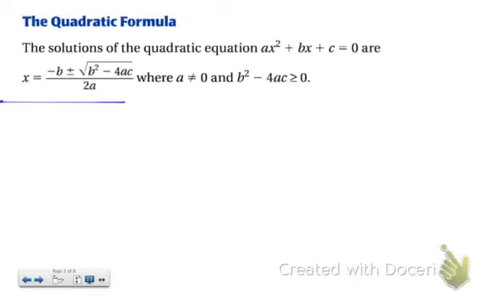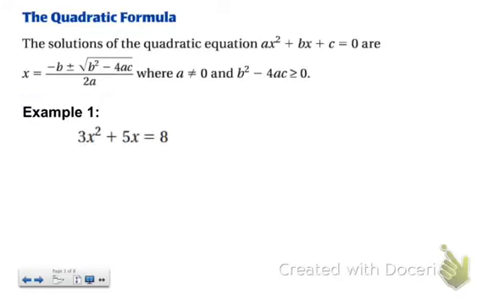Remember when it says a is not equal to 0, it's just talking about how we can't have a 0 in the denominator. And b squared minus 4ac is greater than or equal to 0. All that means, think about if there was a negative number under the square root, then it would be no solution. So that has to be greater than or equal to 0.